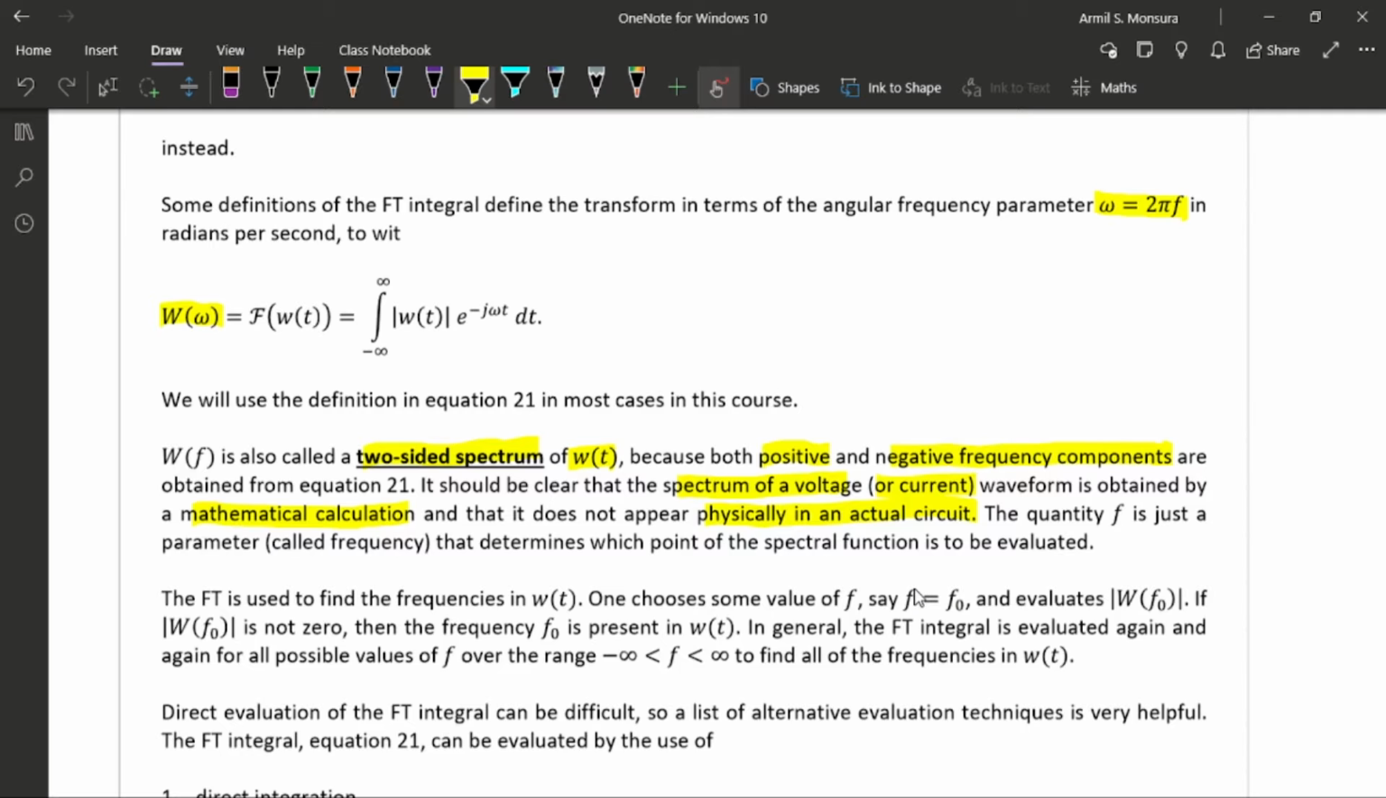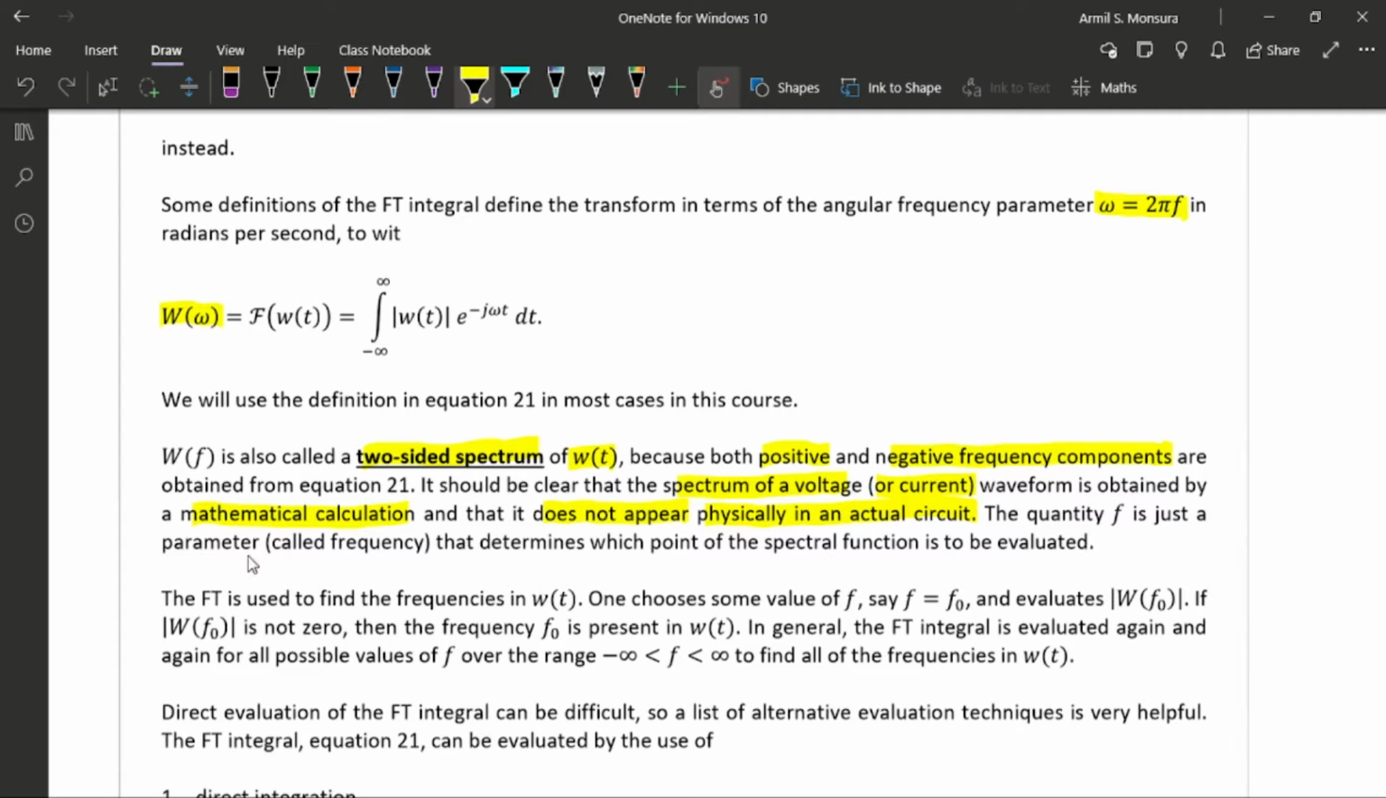What passes on your circuit is the time domain waveform. The spectrum is a characteristic of that time domain waveform that is calculated from the time domain waveform, so it does not appear physically. The quantity f is just a parameter that determines which point of the spectral function is to be evaluated.